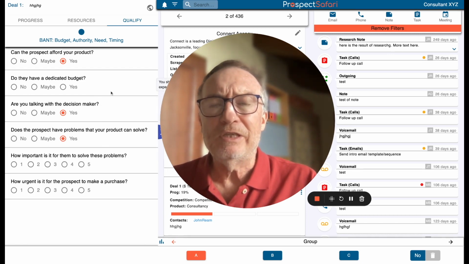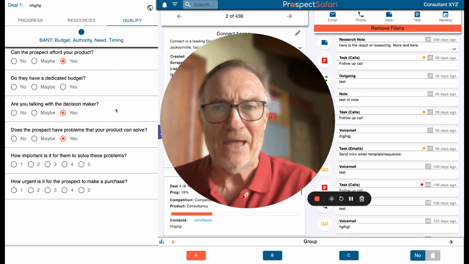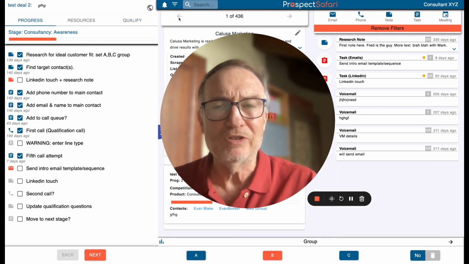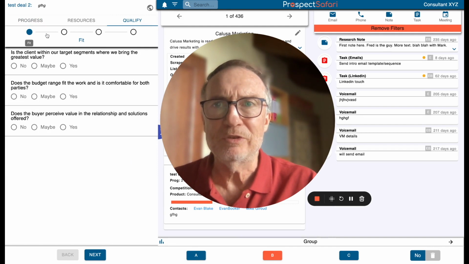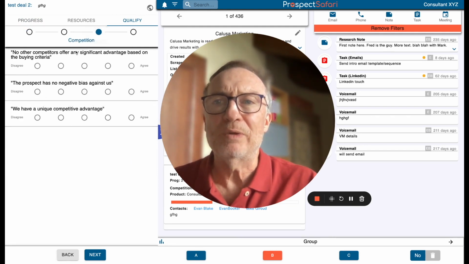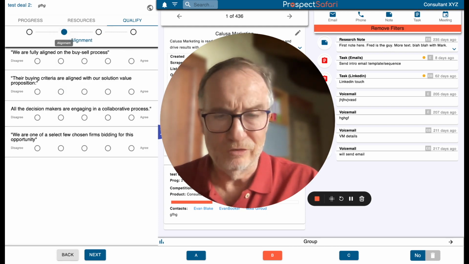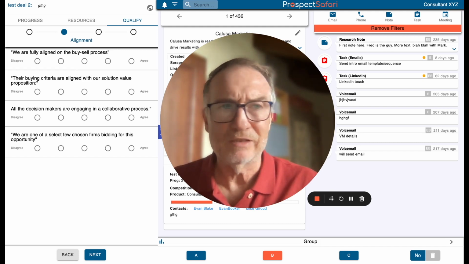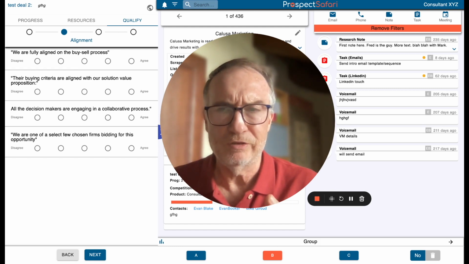Now, the standard set of qualification questions that comes with ProspectSafari is a very simple BANT set of questions. There are many other different types. You can set these up yourself. This example here I've got is something called FACT, which is Fit, Alignment, Competition, and Timeline. So each one of these has a certain set of questions under them. FACT is useful for consulting projects, for example. We have other ones like Medic and Scotsman, but you can write your own set of qualification questions.